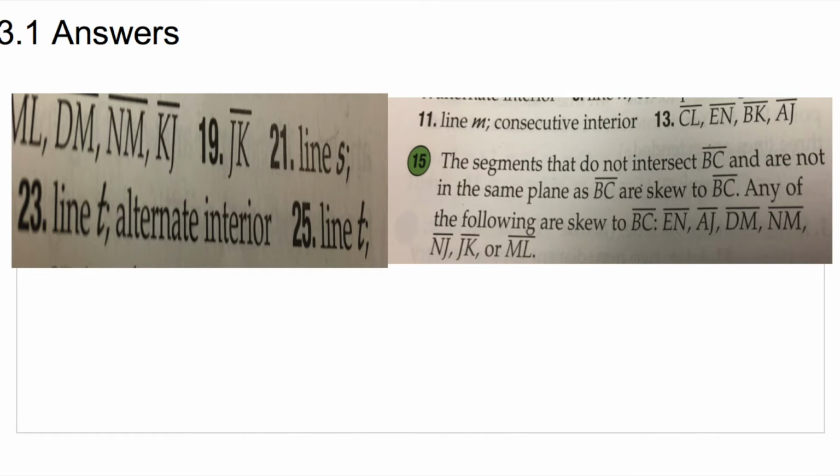21 is line S, 23 is line T, an alternate interior. 25 is line T. 13 is CL, EN, BK, and AJ. 15 is the segments that do not intersect BC and are not in the same plane as BC are skew to BC. Any of the following are skew to BC: EN, AJ, DM, NM, NJ, JK, or ML.